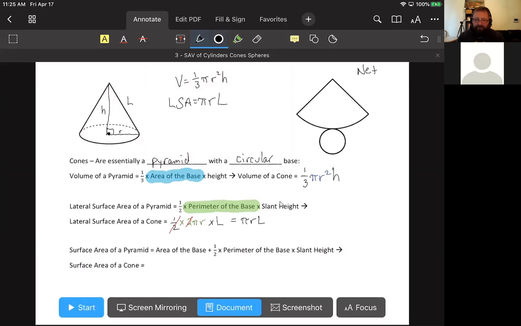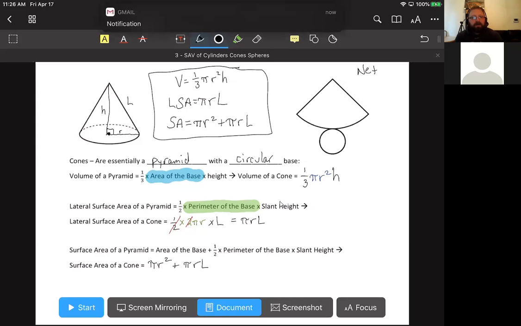Okay, finally, we've got surface area. For regular surface area of a pyramid, that would be the lateral surface area plus the area of the base. The area of the base is a circle, that would be pi r squared. And we just established that the lateral surface area reduces to pi r L. So our surface area equation is going to be pi r squared plus pi r L, where L is the slant height. So again, we've got a whole set of equations that are specifically for cones. These are our cone equations up at the top. Okay?